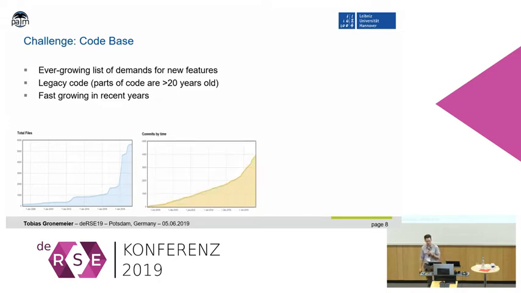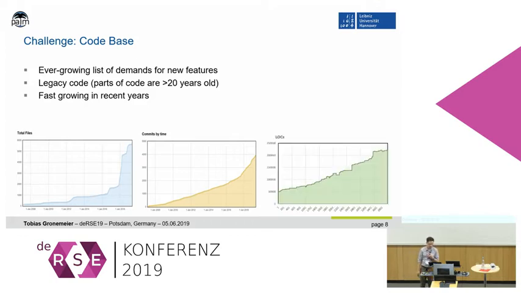The number of commits within our code base is also growing, and within the past 2 years it's growing even faster. The lines of code are also quite interesting. We started with about 50,000 lines of code, and now we are nearly at 250,000 lines of code. So it's quite a large code base.